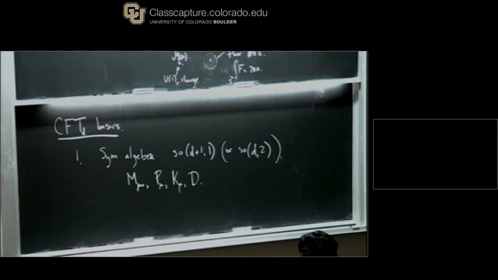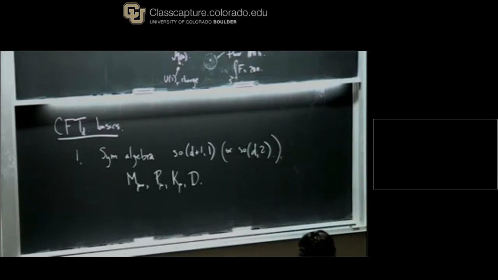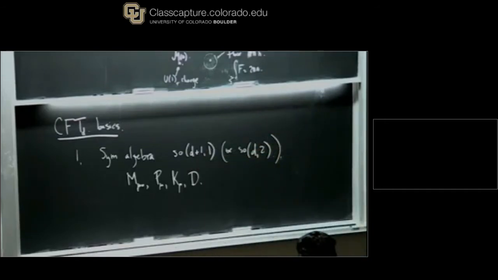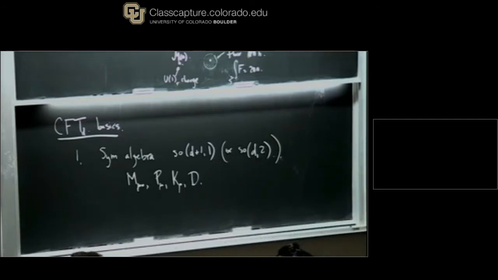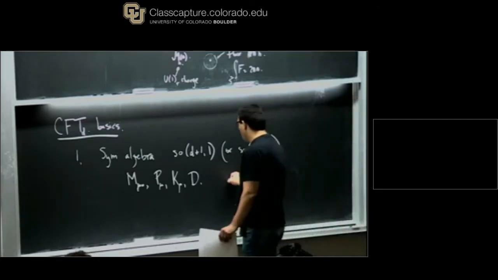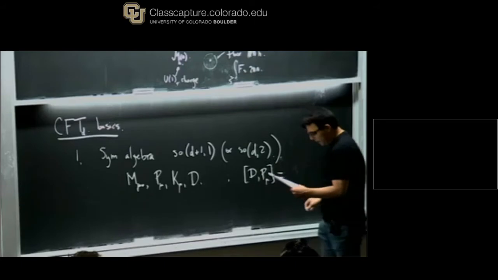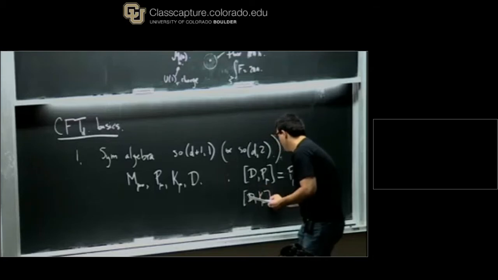And you can just write down the commutation relations between all these things. I'd like for now to work with anti-Hermitian generators. So if I want to represent these as D+2 by D+2 matrices, they would be anti-symmetric matrices. And we can write down the commutation relations between various pairs of generators. I think the most important ones are that the commutator of dilatation with P mu is P mu, and dilatation with K mu is minus K mu.